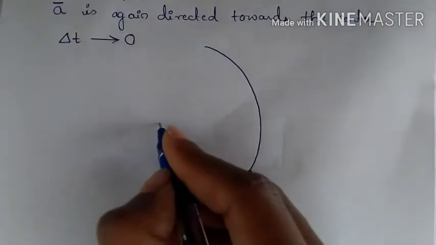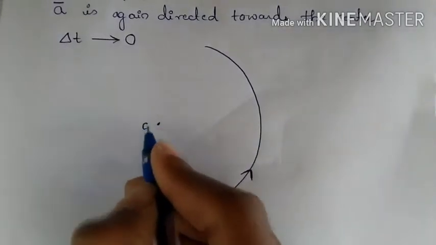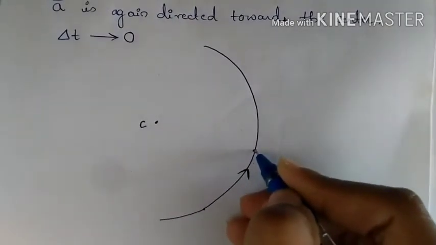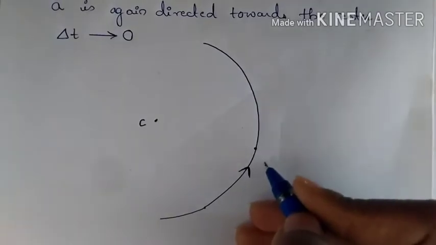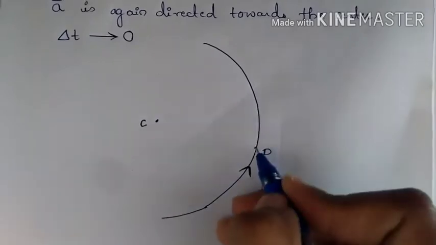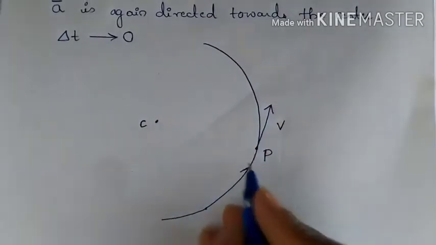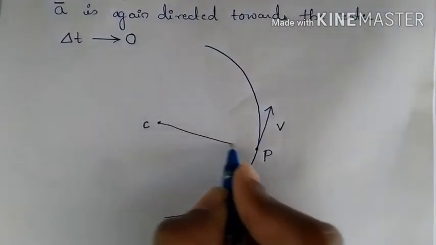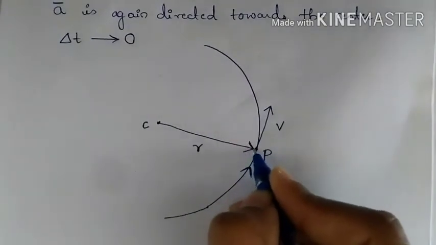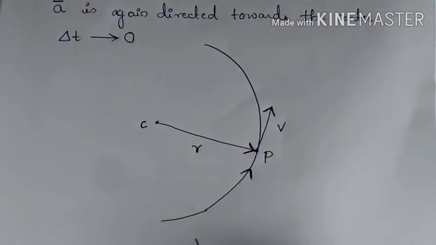So let's suppose this is the center of the circle C, and now at this point the particle is present at delta T equals 0. So P, now for this point velocity vector will be in this direction, so that is given as V, and the position vector R will be in this direction. So you have R and V.